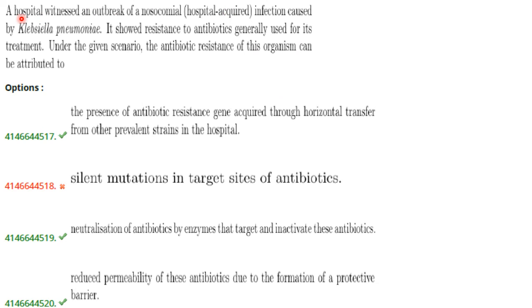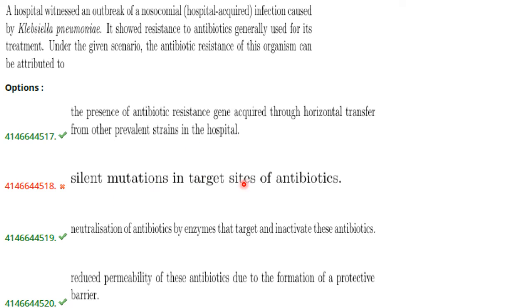Then next one. A hospital witnessed an outbreak of nosocomial infection caused by Klebsiella pneumoniae. It showed resistance to antibiotics generally used for its treatment. Under the given scenario, the antibiotic resistance of this organism can be attributed to the presence of antibiotic resistance genes acquired through horizontal transfer from other prevalent strains in the hospital. Yes, that could be one reason.